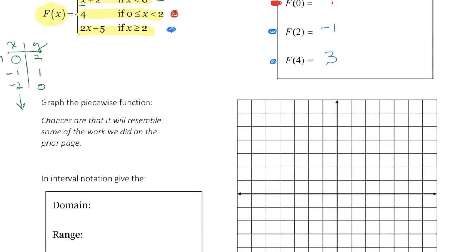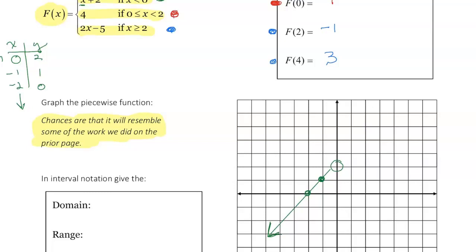So if x is 0, y is 2, and that's going to be an open circle. If x is -1, y is 1. If x is -2, y is 0. And I see the pattern, and it's going to continue this way. And that is that piece of the function. Okay, so you should be thinking back on the previous page, because this work is going to be very familiar. But we're putting everything as one function on this piecewise graph.